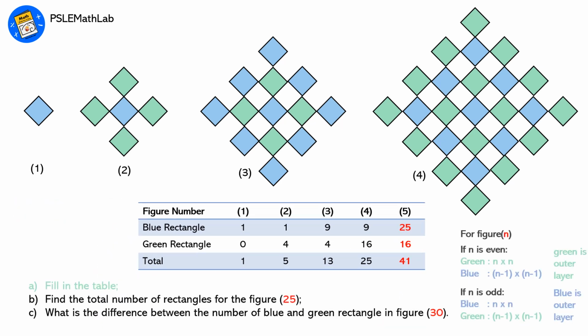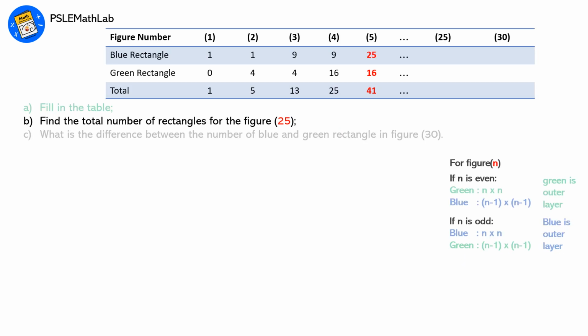When you arrive at this pattern summary, we pretty much solved question B and C already, as all that is left to do is to use this pattern to do some calculations for figure 25 and figure 30 respectively. 25 is odd, so blue is the outer layer with 25 times 25 number of blues and 24 times 24 number of greens. After doing a bit of calculation, we would arrive at 1,201 total number of rectangles.